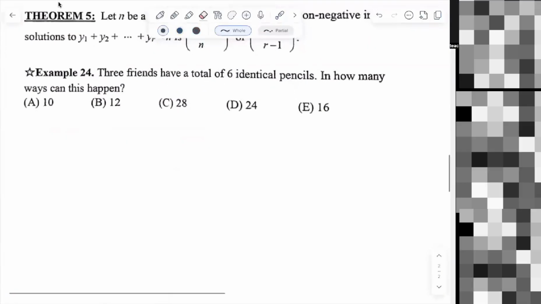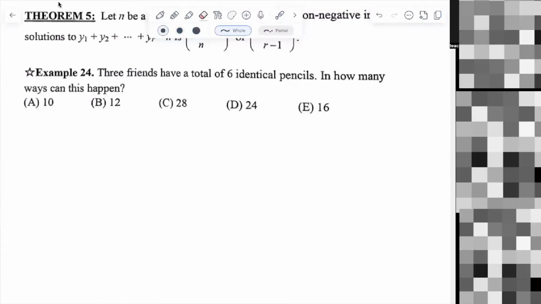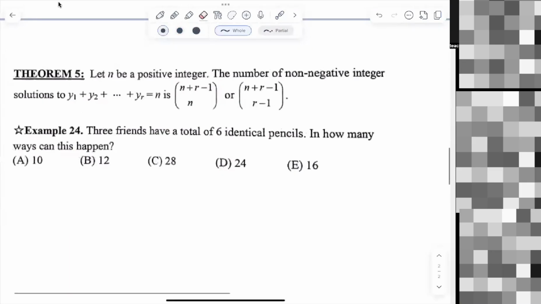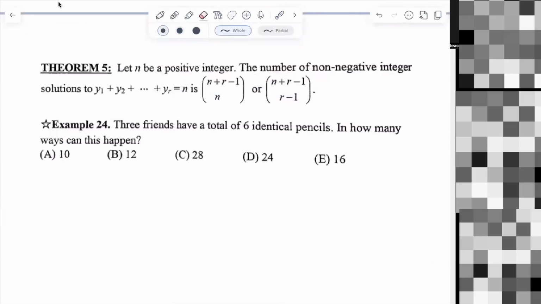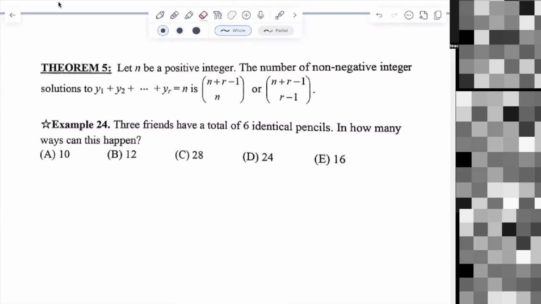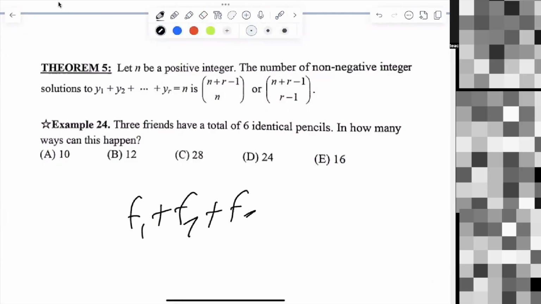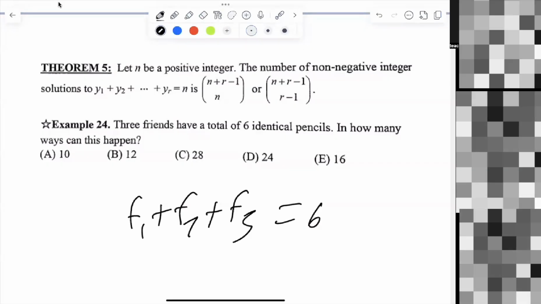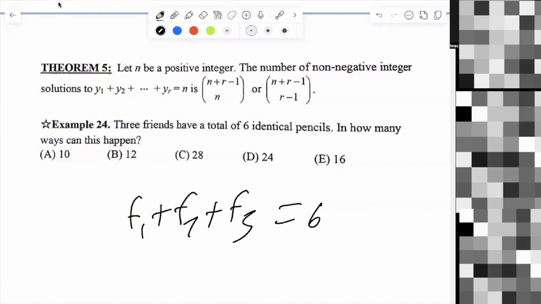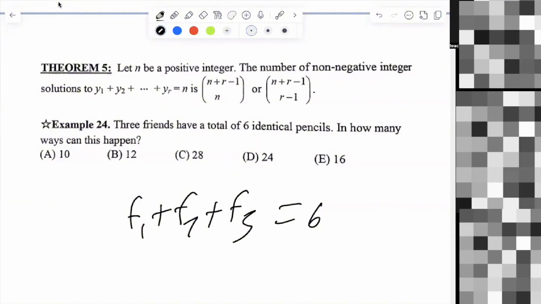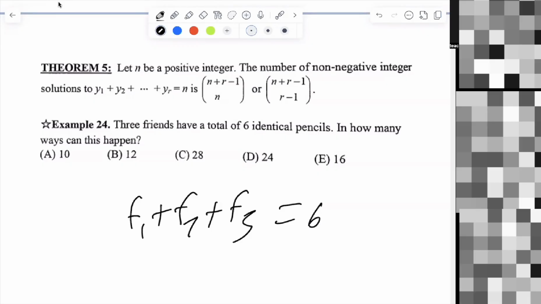Okay, now we have three friends who have a total of six identical pencils. In how many ways can this happen? Well, we talked about before, if the total is given, we can write this as an equation. Say the friends are f1, f2, f3: f1 plus f2 plus f3 is equal to 6. They do not say that it has to be positive, so it can be non-negative. Obviously, they're not going to be negative because you can't have a negative pencil.